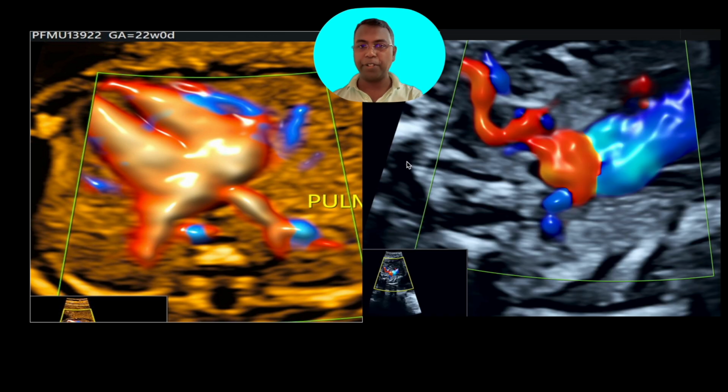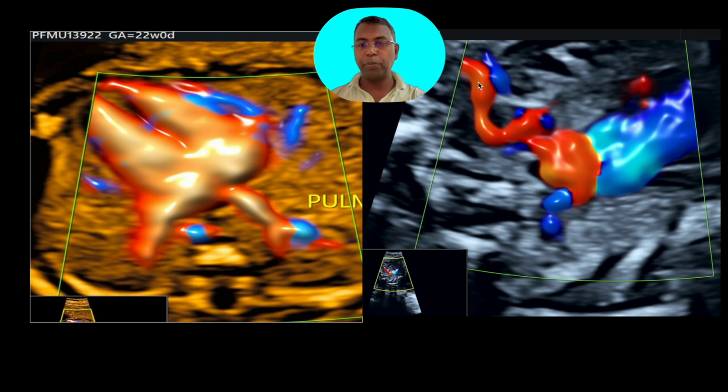Another important structure we do see is the normal right subclavian artery. This is the normal right subclavian artery arising as a branch of the brachiocephalic vessels, and then it courses in front of the trachea. This is the fluid-filled trachea, and it usually has an S-shaped course, and it reaches the right arm.